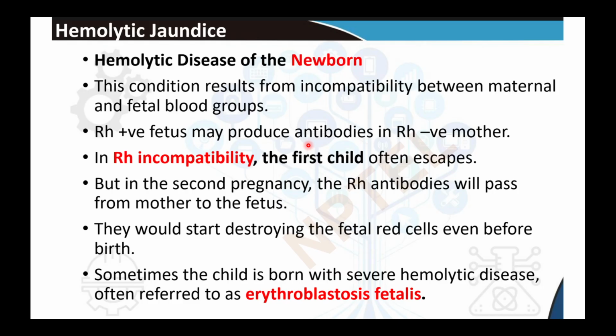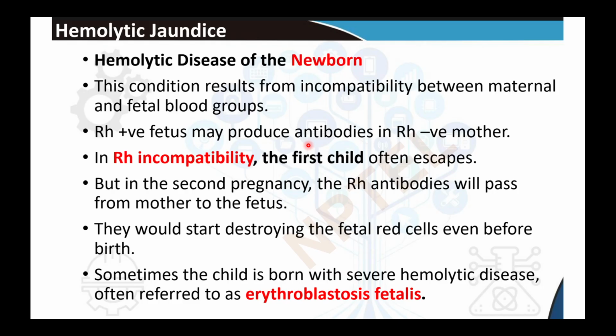Now the fetus, if it is Rh positive, the Rh antigens present in the fetus would be foreign to the mother's body, due to which the mother will start developing antibodies against the Rh antigens. During the first pregnancy, this Rh incompatibility doesn't cause any major problem, because at that stage the mother is just producing the antibodies against the Rh antigen, right?